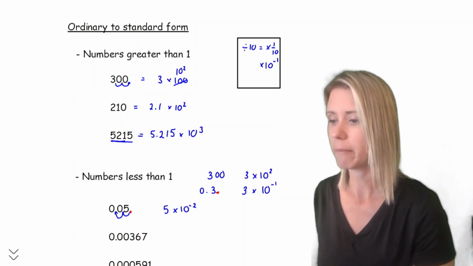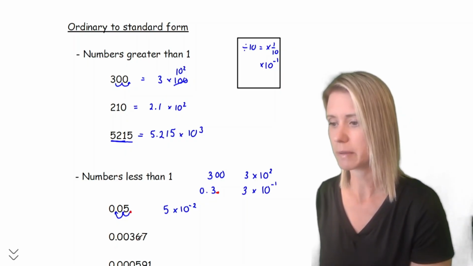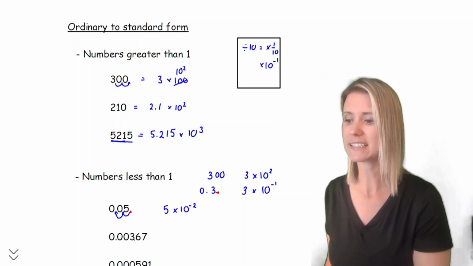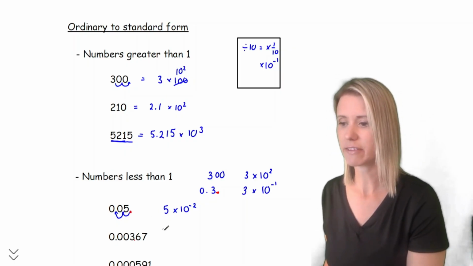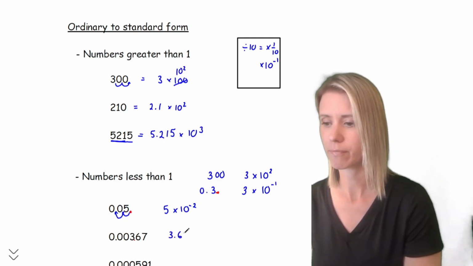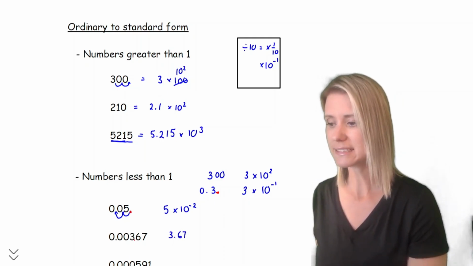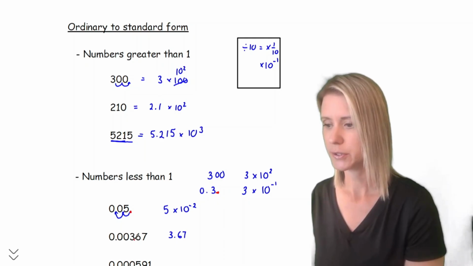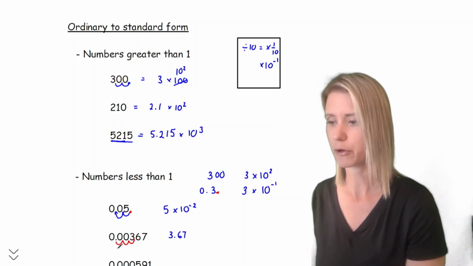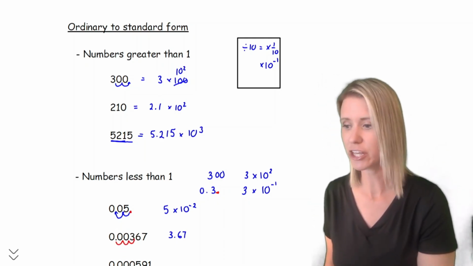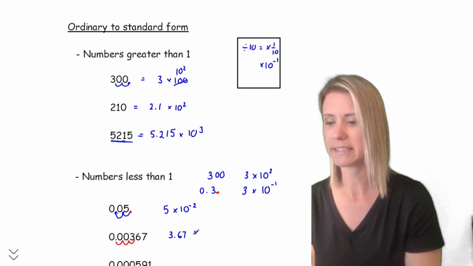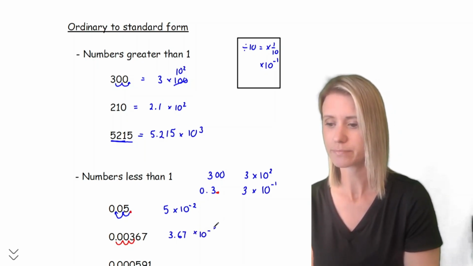The next one, where am I going to put my decimal point? Well, it's got to be between the 3 and the 6. 3.67 is going to be my number. Now, how many places does the decimal point have to go back? 1, 2, 3. So we're dividing it by 10 cubed, which is the same as timesing it by 10 to the negative 3.